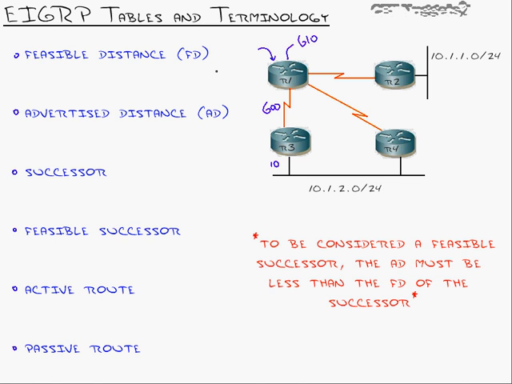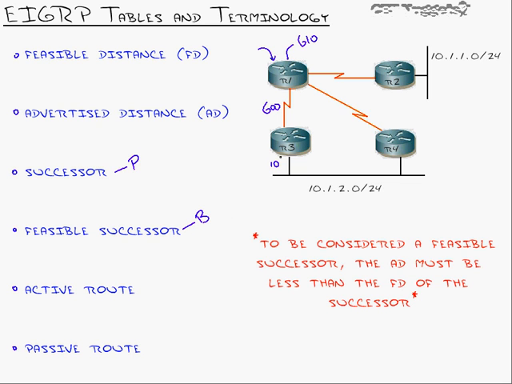So the reason we even bring these terms up, it seems like a pointless discussion until we hit this little note that I have down here in red. It says to be considered a feasible successor, the advertised distance must be less than the feasible distance of the successor. I'm not going to read that again because it's crazy if you read it without knowing what successor and feasible successor are. Successor, simply put, is the primary path. This is the one that ends up in your route table. So this is the best of the best paths. Now the feasible successor is the backup path.